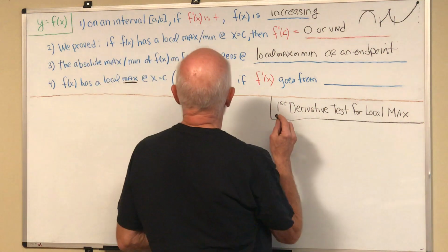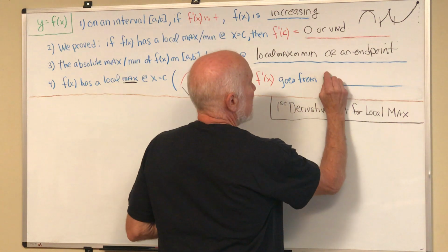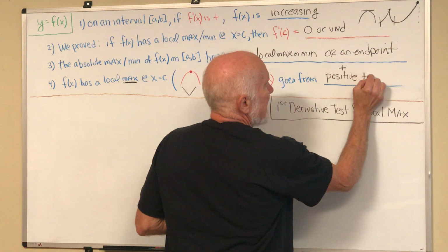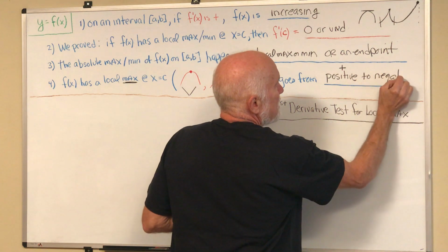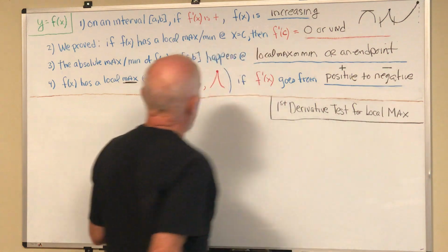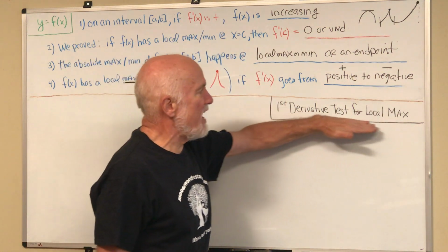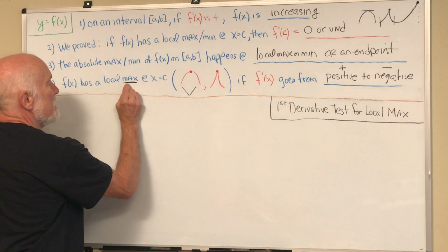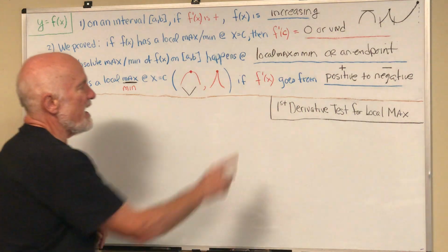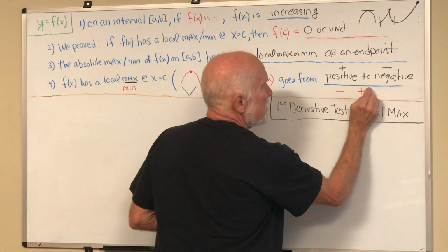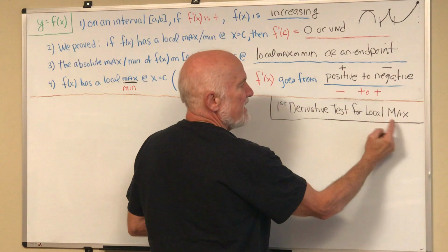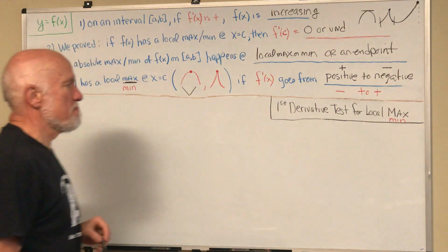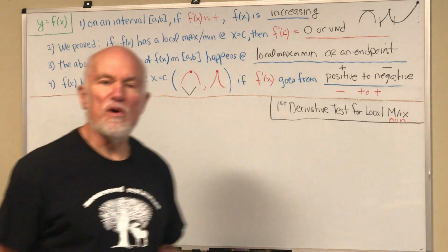So this would be going from positive to negative. And that would be the first derivative test to find local maximums. And the only thing you'd have to change if you wanted this to be the minimum would be f prime of x goes from negative to positive, and that would be the first derivative test for a local minimum. So that's kind of review of what we did.